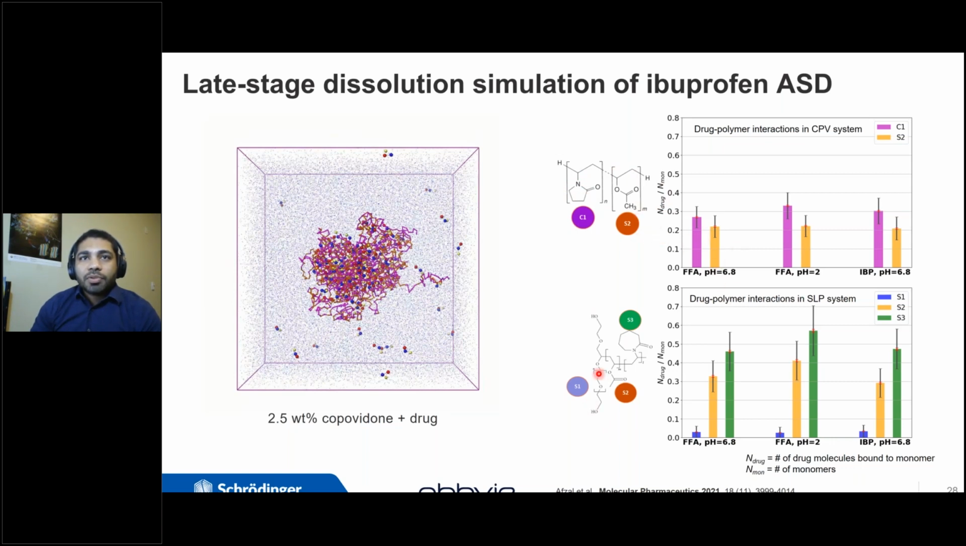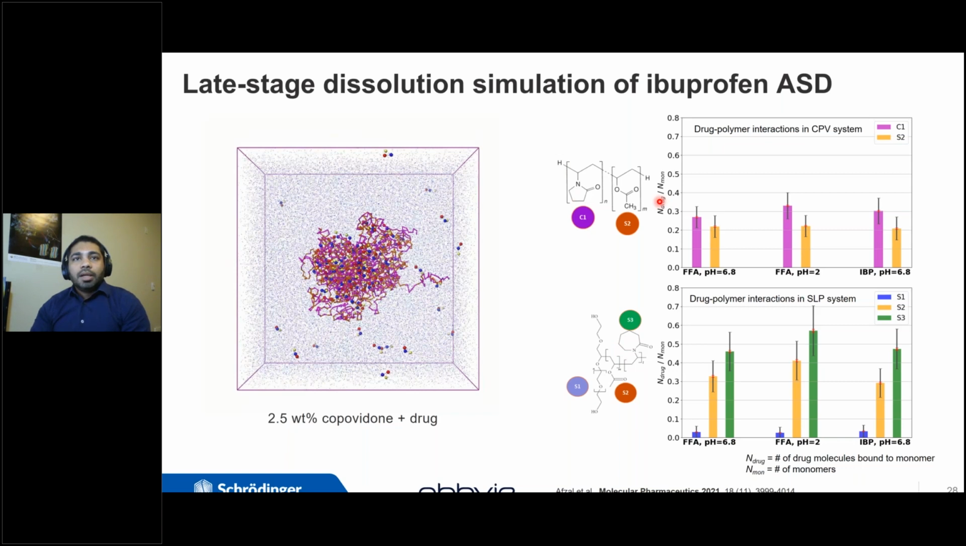And when we come to soluplus, polyethylene oxide, which is blue in color, doesn't really interact with the drugs, whereas there is a very strong interaction with vinyl acetate, more than what was observed in the copovidone. As you can see, the same monomer shows a stronger interaction in the soluplus. And also the S3, which is vinyl caprolactam, shows a much stronger interaction with the drug. And that is the reason why the soluplus strongly attracts the drug molecules, the ibuprofen molecules, in comparison to the copovidone.